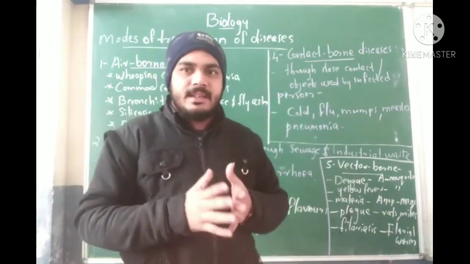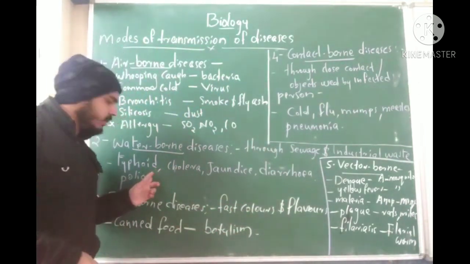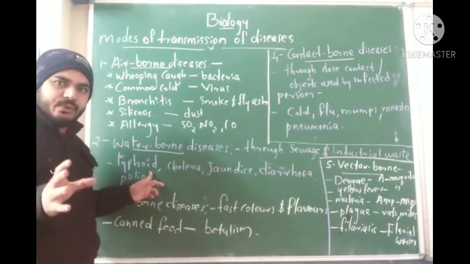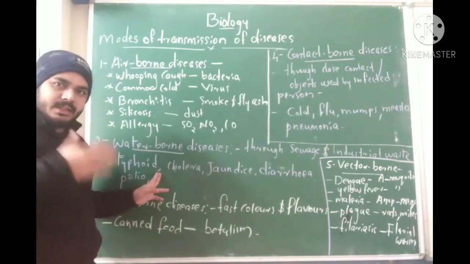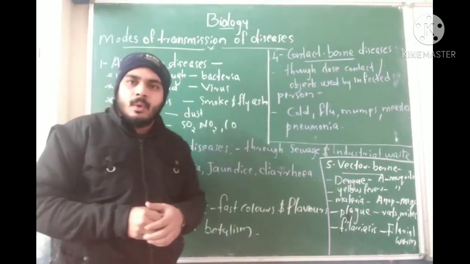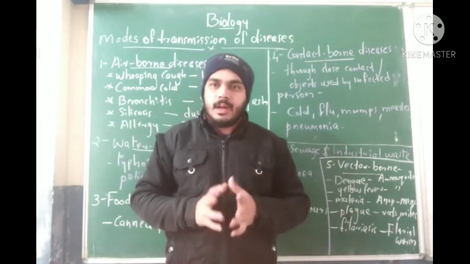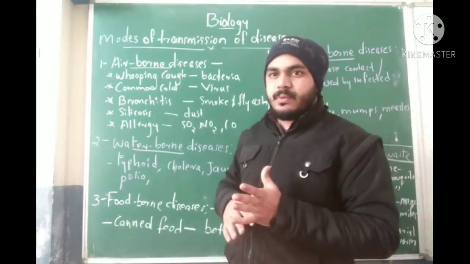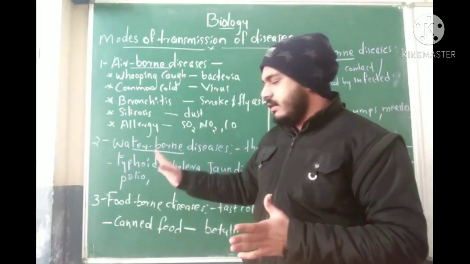So let's see which diseases are caused through the water. First one, typhoid. By drinking or consuming contaminated water, people are affected by diseases like typhoid, cholera, jaundice, diarrhea and polio. This type of disease is caused through polluted or contaminated water. Which diseases are caused through the water? Typhoid, cholera, jaundice, diarrhea and polio.